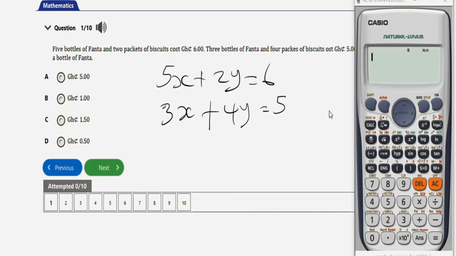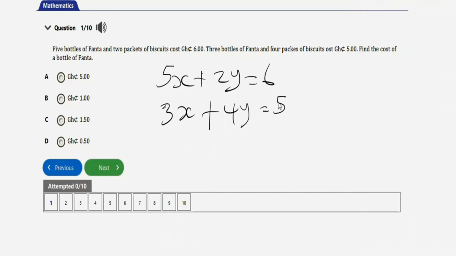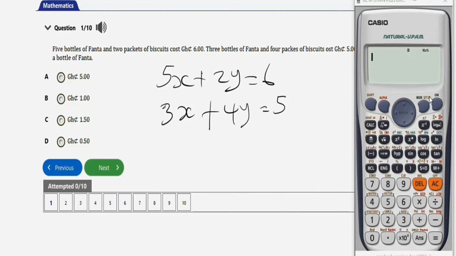Now we can solve this. This is simultaneous equation. Remember, we were asked to find the cost of a bottle of Fanta, so it's for us to find the value of X. So let's check this. Now this is the calculator. The very first thing to do is put it in default mode. So press shift, 9, then press 3, press equals, and press equals again.